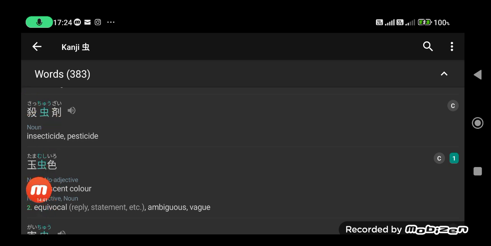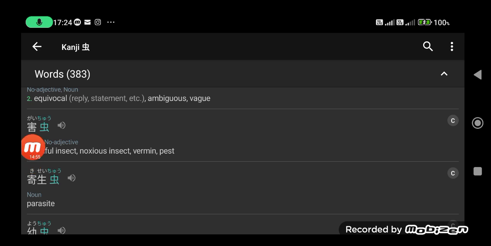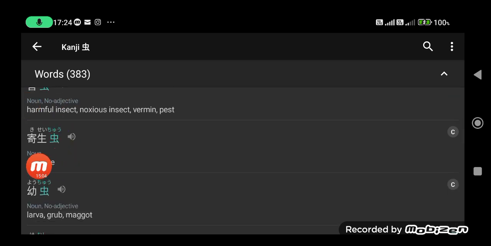How about this? Iridescent color. Tamamushi iro. Iridescent color. Okay. Gaichu, again from the pattern blah blah blah chu, gaichu, harmful insect or noxious insect. Parasite, kiseichu.